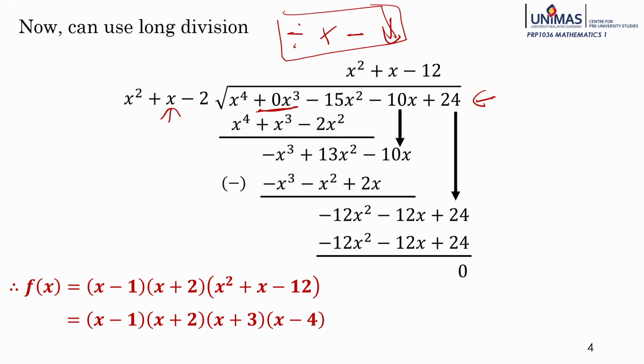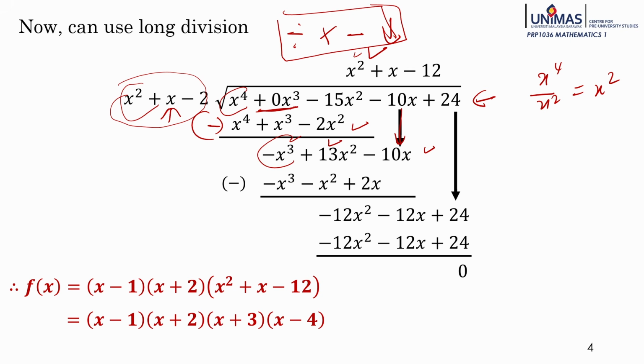First, x to the power of 4 divided by x squared, so you get x squared here. Then x squared times this one, so we get x to the power of 4 plus x cubed minus 2x squared. Then minus, and you get negative x cubed, and then 13x squared. After that, you put down the negative 10x. After that, negative x cubed divided by x squared, you get negative x.